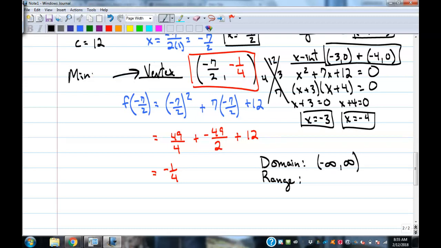There's our minimum. So it's from negative 1/4 to positive infinity, and we're going to put a bracket on the -1/4 because it's included in our graph. It's our vertex. It's where everything's happening. Range from -1/4. Your range is always going to include the y value from your vertex. Always. Keep that in mind.